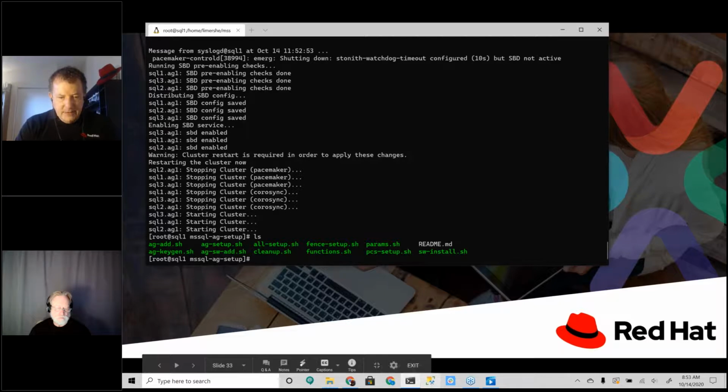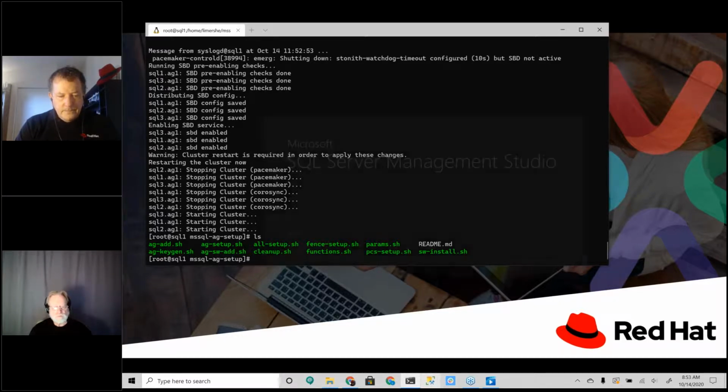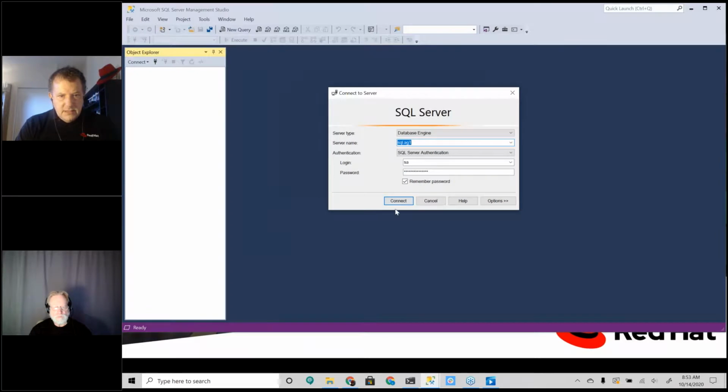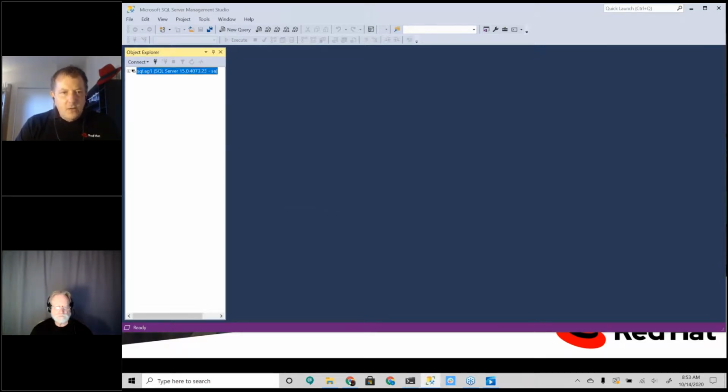Let's go ahead and pop into SQL Server Management Studio and take a look at the cluster itself. Okay, it's going to want me to log in. Now I am logging in to SQL.ag1. SQL.ag1 is in my DNS for my virtual IP address. So this is the floating address that I'm actually logging into now.